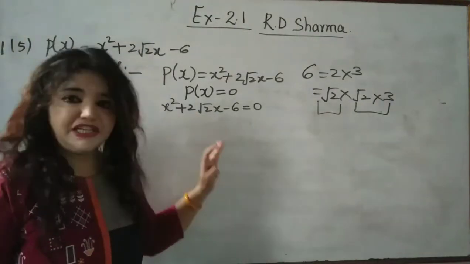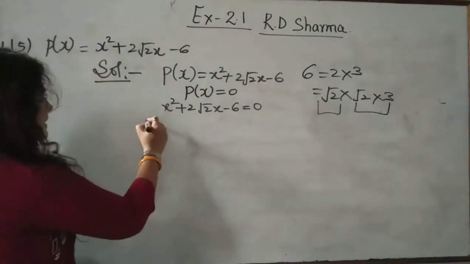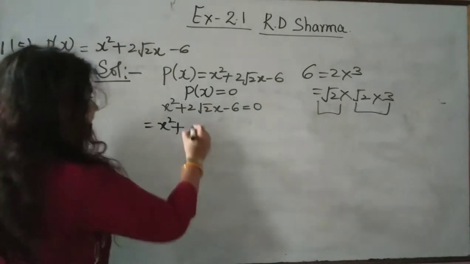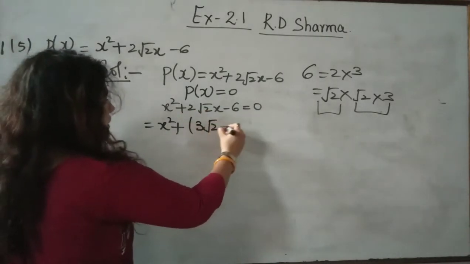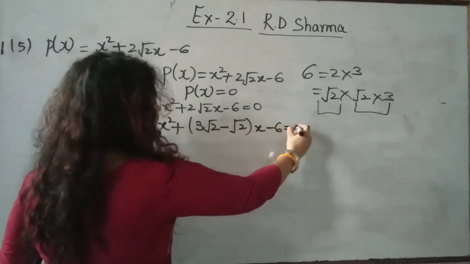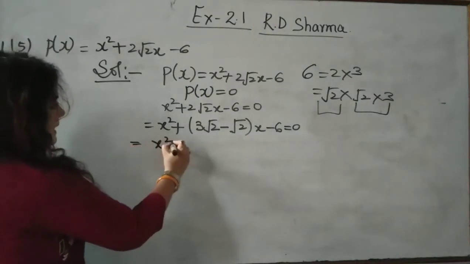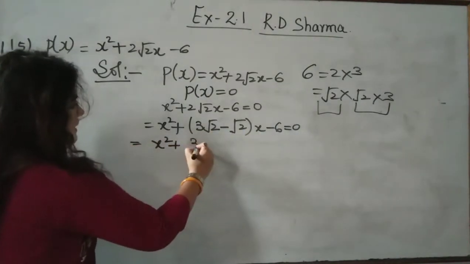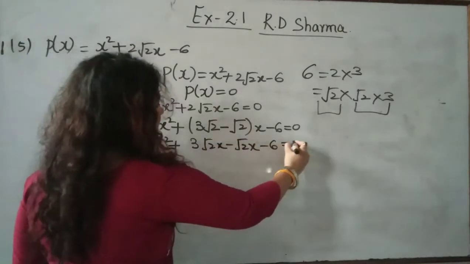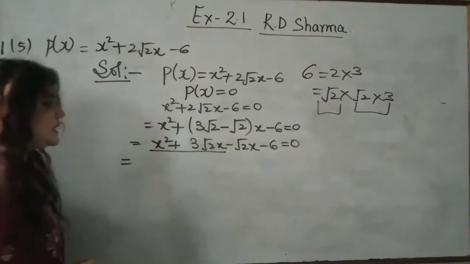तो 2 root 2 के place पे what are we going to write? 3 root 2 minus root 2. Okay, so x square plus, on the place of 2 root 2 we will write 3 root 2 minus root 2, x minus 6 is equal to 0. Okay. Now we will open the bracket. x square plus 3 root 2 x minus root 2 x minus 6 is equal to 0. Right?